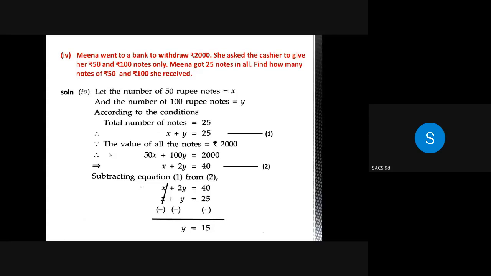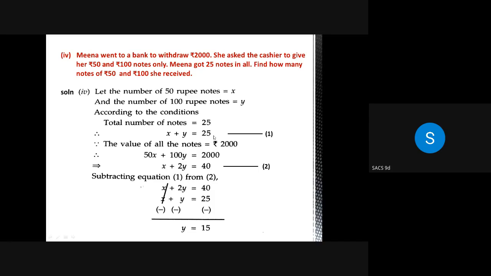The next word problem. Again, this is very important, a different type of word problem. Meena went to a bank to withdraw rupees 2000. She asked the cashier to give her 50 rupee and 100 rupee notes only, and she got 25 notes in all. How many notes of rupees 50 and rupees 100 did she receive? So over here you will take the number of 50 rupee notes as X and the number of 100 rupee notes as Y. So the total notes that she received is 25, which means X plus Y is equal to 25. The total of both the notes together is 25.